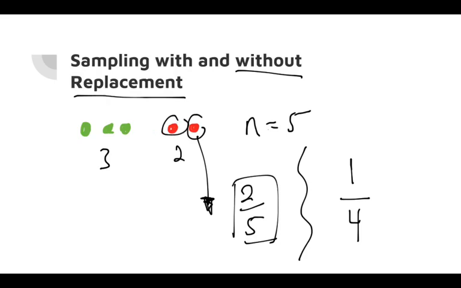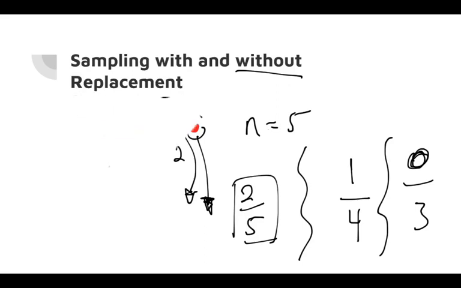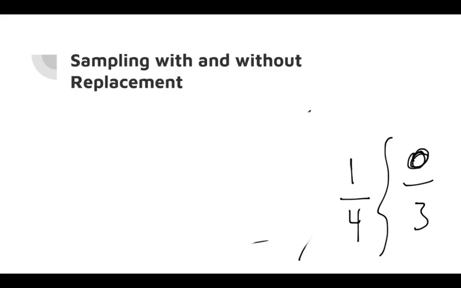So let's say you draw again and you pull out another red. Now your sample only has green in it. If I were to ask what's the probability of getting a red now, it's 0 out of 3. It's impossible to get a red. So if you're sampling without replacement, every time you take a sample, you change the probability of drawing everything else within your distribution.